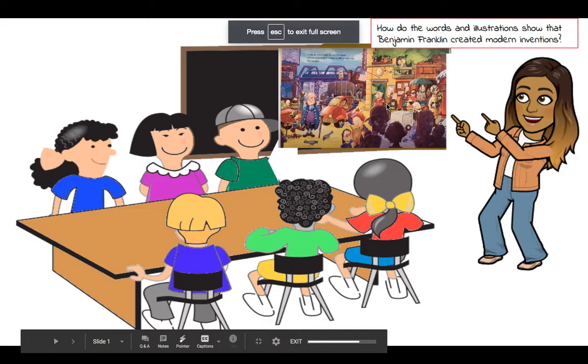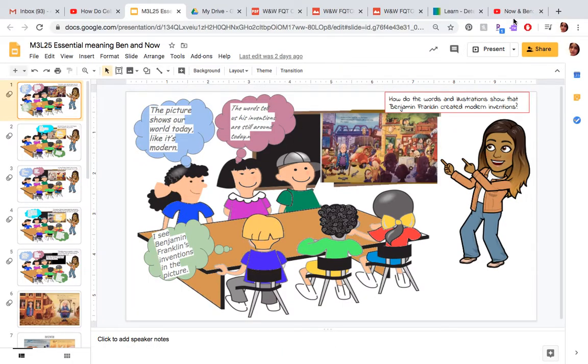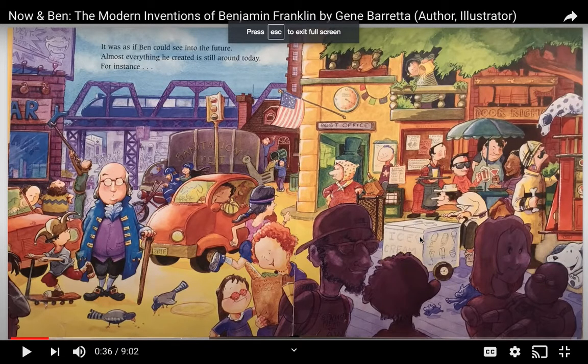So let's go into our virtual class. And Ms. G has the same page up here, and I say, how do the words and illustrations show that Benjamin Franklin created modern inventions? Okay, so modern means now. It means not the past, it means everything now. So how can we tell from this picture that we're seeing modern inventions? And what Ms. G could do is show you closer one more time. So you're going to look here, look at the different things you see here. This says post office, this says sanitation department.